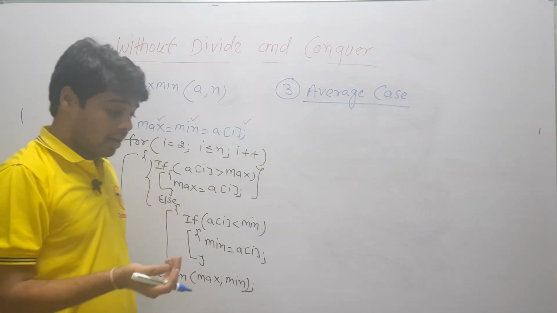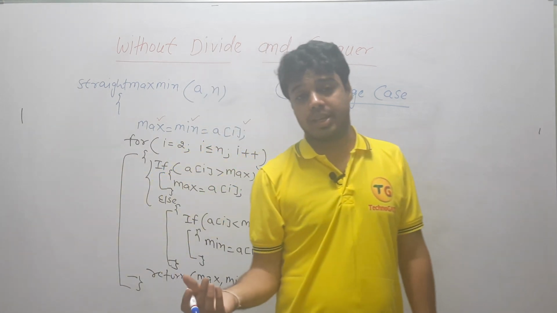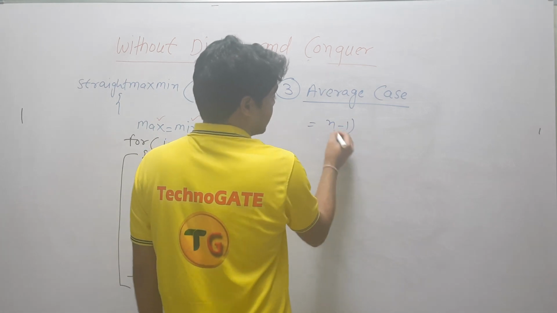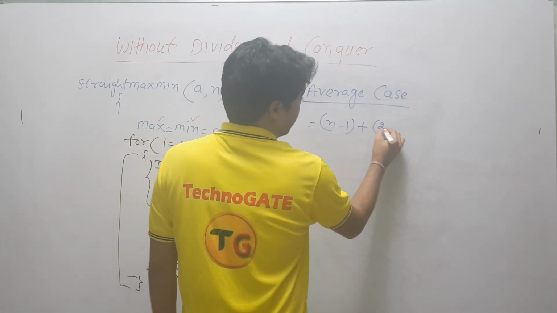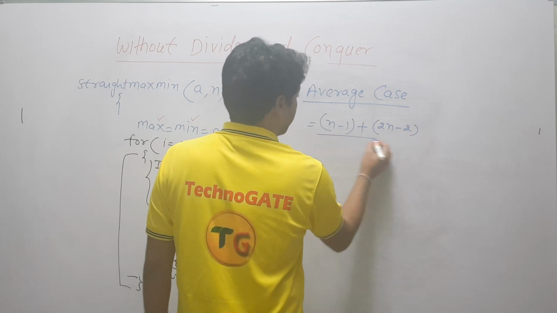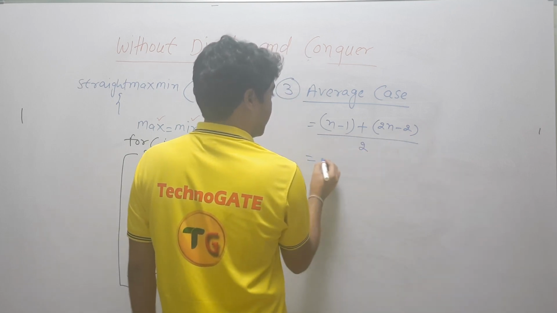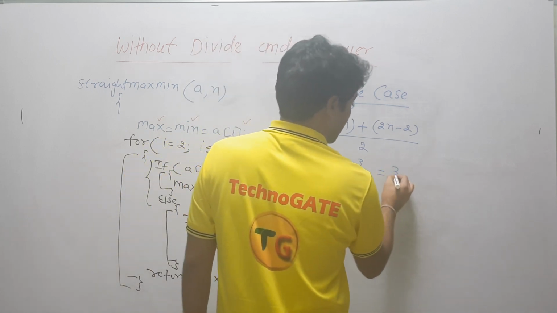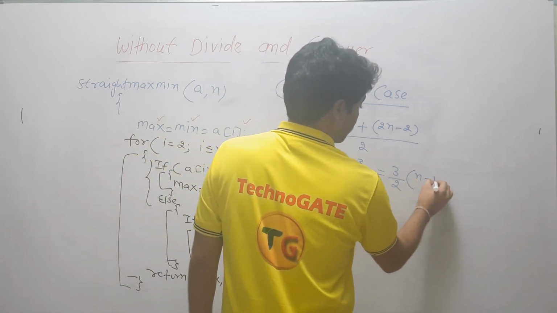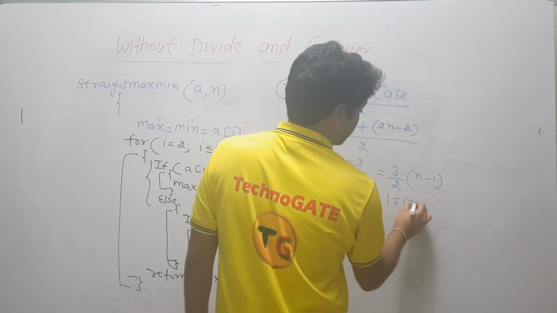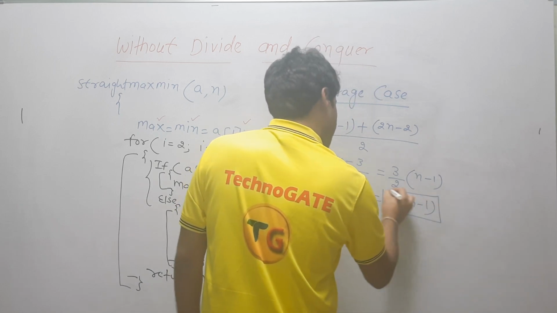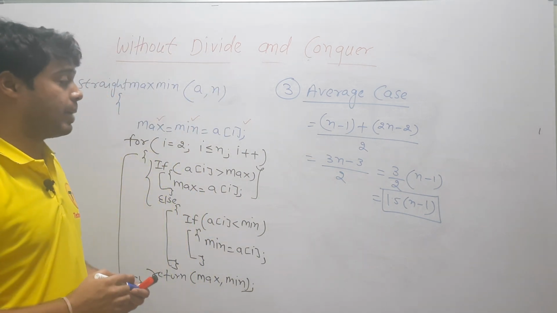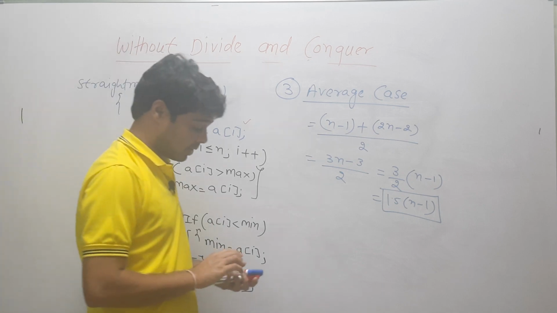The average case is the average of the worst case and the best case. So the average case complexity is n minus 1 for the best case plus 2n minus 2 for the worst case, divided by 2. That gives 3n minus 3 by 2. Taking 3 common, 3 by 2 times n minus 1, which is 1.5 times n minus 1. So the number of comparisons in the average case is 1.5 times n minus 1.